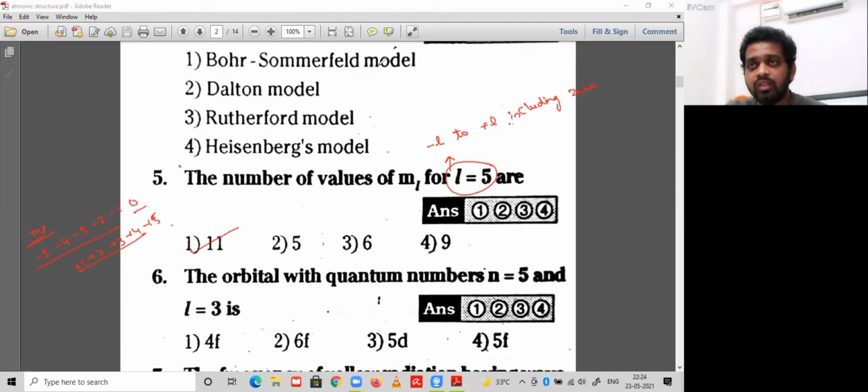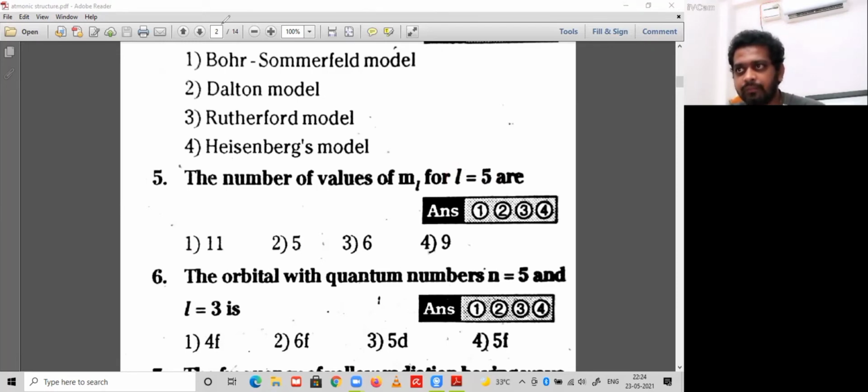We also have a formula for the number of ml values, given by 2l plus 1, so 2 into l value, where l is the azimuthal quantum number. l is equal to 5, so 2 times 5 plus 1, 10 plus 1, total 11. So option 1 is the correct option.